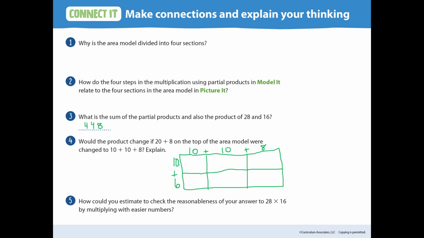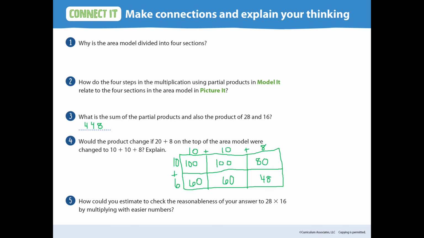So we multiply 10 times 10 to get 100. And then 10 times 10 is 100. And then 10 times 8 is 80. Okay, now 6 times 10 is 60. And 6 times 10 is another 60. And 6 times 8 is 48.